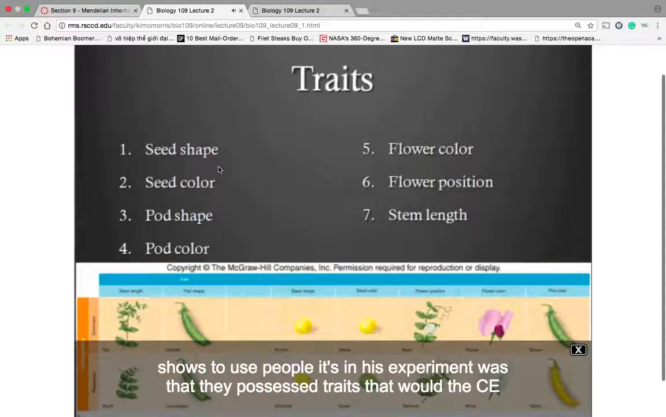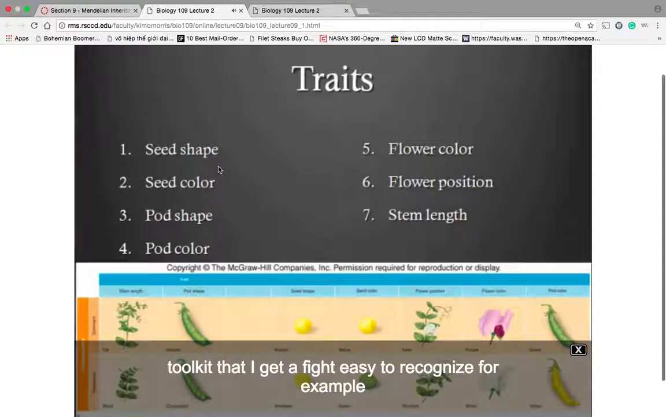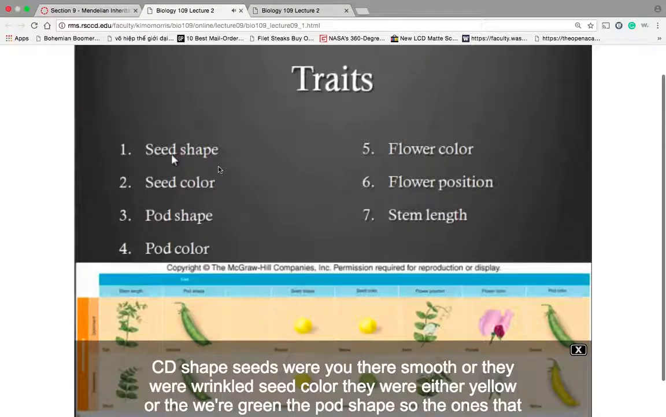Another reason why Mendel chose to use pea plants in his experiment was that they possessed traits that were easy to identify, easy to recognize. For example, seed shape. Seeds were either smooth or they were wrinkled. Seed color. They were either yellow or they were green.